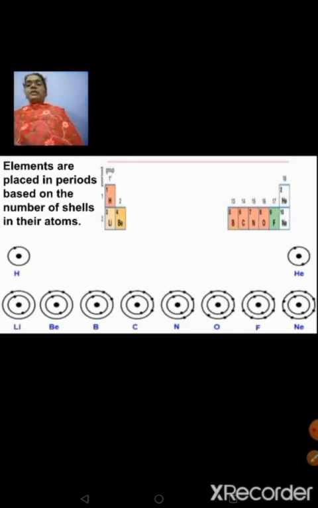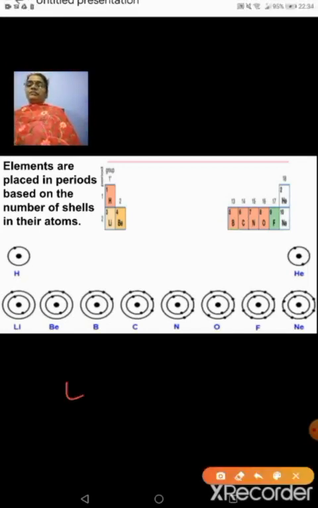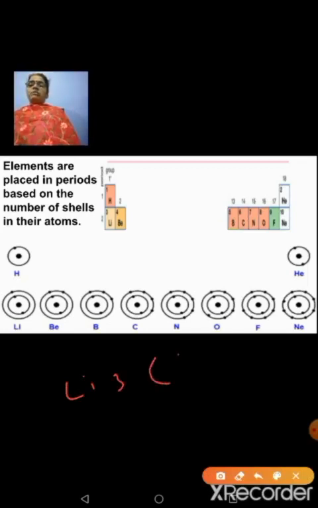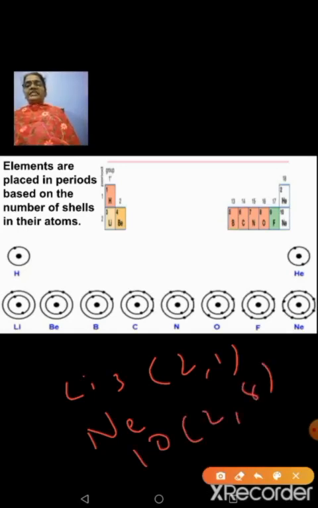Then in your second period, the elements are lithium, beryllium, boron, carbon, nitrogen, oxygen, fluorine, neon. They all have 2 shells around them. Let's take, for example, the atomic number of lithium. Lithium's atomic number is 3. So what will be the electronic configuration? 2, 1, right? Let's go to the last element of the second period, that is neon. Its atomic number is what? 10. So what will be the electronic configuration? 2, 8. Understood? So the capacity of the second shell is to hold 8 electrons.